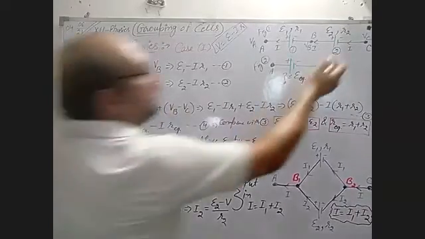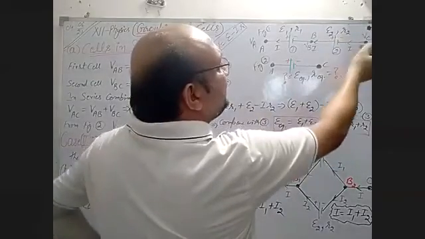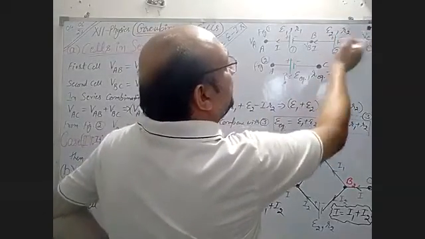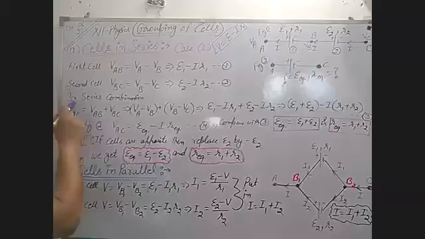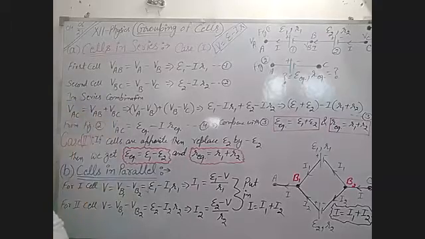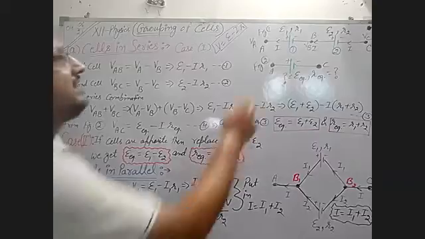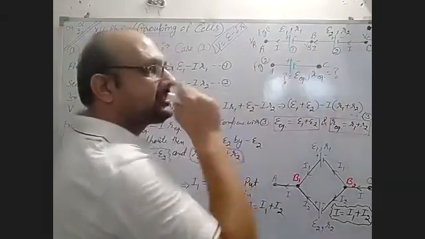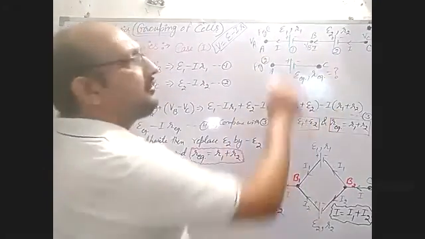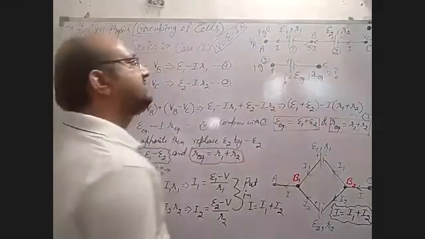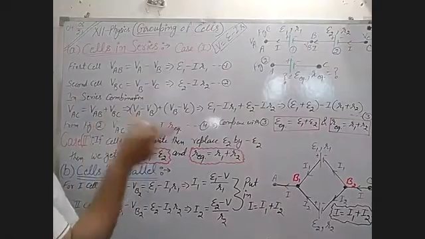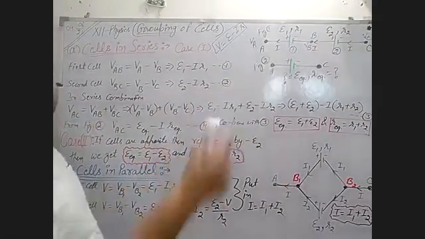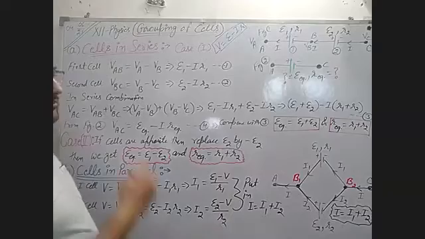Similarly for the second cell BC, VBC is equal to VB minus VC. Now, how can you take the value of VBC here? E2 minus IR2. This is equation second. After that, in series combination, if cells are connected in the same direction, not opposite, with negative connected to positive, then the voltage is divided into parts, V1, V2, V3, as you know very well.